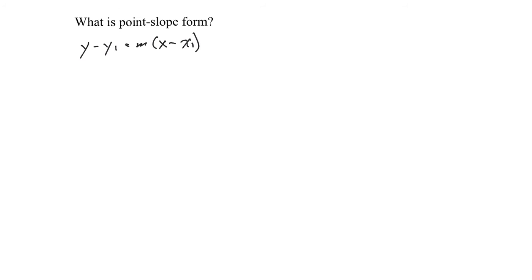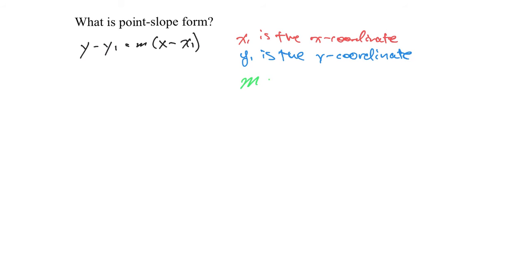And x1 is the x-coordinate of a point. And y1 is the y-coordinate of a point. And m, and you should know this by now, is the slope.